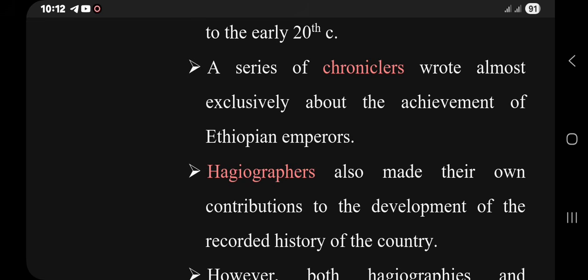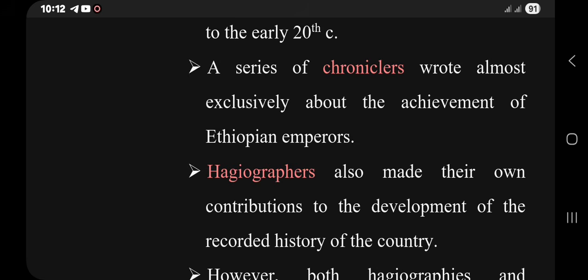Hagiography was an indigenous writing system mostly about the deeds of saints, meaning religious personalities. So you should be able to distinguish chronicle from hagiography. As we have already explained, chronicle is mostly secular, about the deeds or achievements of Ethiopian emperors, whereas hagiography was a writing of the history or deeds of saints, meaning religious personalities.